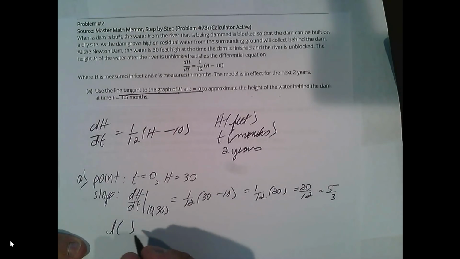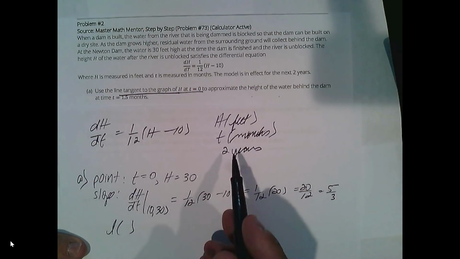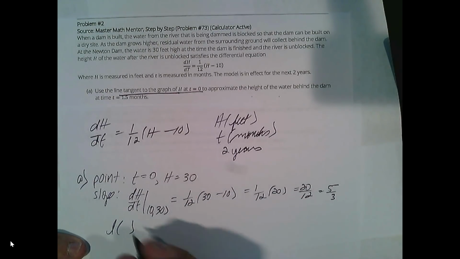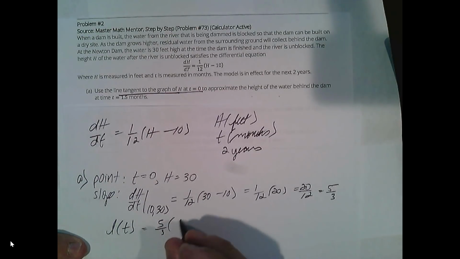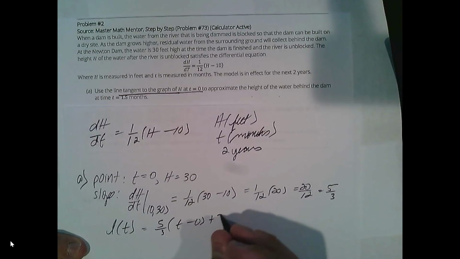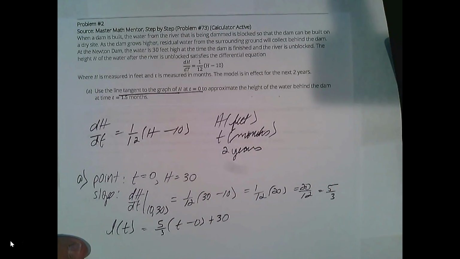Now I know we sometimes write L(x), but it's pretty clear that t is my independent variable. So L(t) is going to be 5/3 (t minus 0) plus 30. That's the equation of my tangent line.